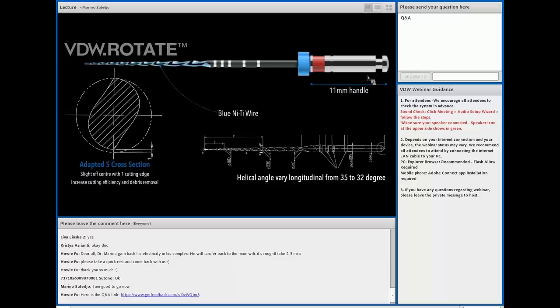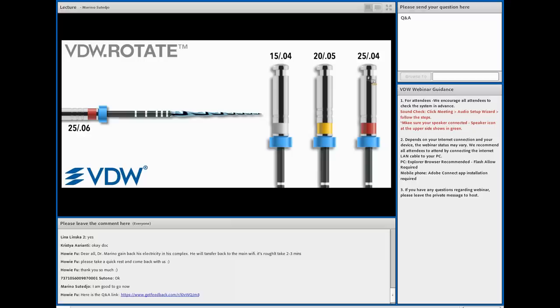It also has a similar S cross-section with a more adaptive design. And now we don't have the 1004 anymore. Now we go with the 1504 as our glide path creation. And we can continue with the 2005, not the 2006 like we have in the M2, which is smaller in taper to preserve more dentin structure. And then now we have options of 2506 or the 2504.